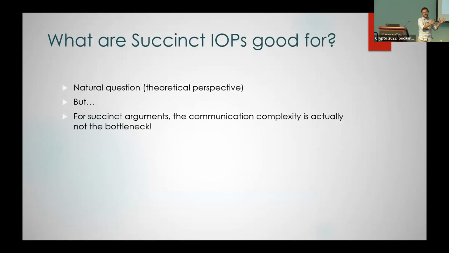Now, the previous slide is supposed to motivate the study of succinct IOPs because it's a natural question. It's interesting from a theoretical perspective, but some people might ask about applications. If we look at one of the main applications of IOPs, which is constructing succinct arguments, there we know that communication complexity is not actually the bottleneck, because we're applying this Kilian-style Merkle hashing and we eventually compress the communication. It doesn't really add that much overhead. So even if we improve the communication complexity and get a succinct IOP, we won't significantly improve the succinct arguments. So what are succinct IOPs good for?